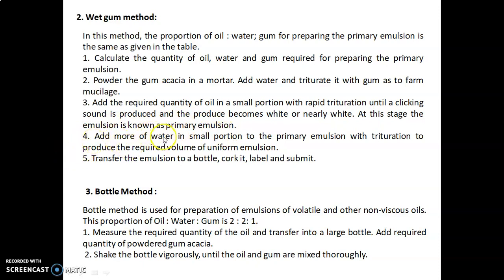Then fourth one, add more water in small portions to the primary emulsion with trituration to produce the required volume of uniform emulsion. And fifth one, transfer the emulsion to a bottle, cork it, label and submit.